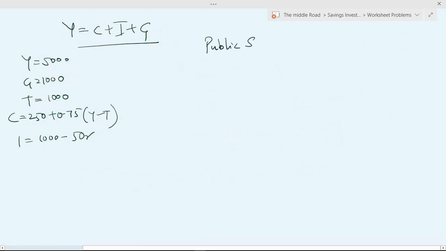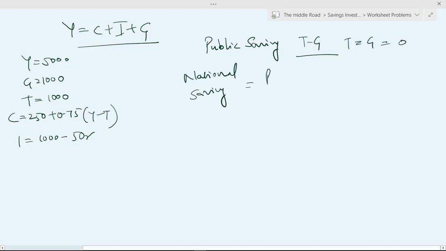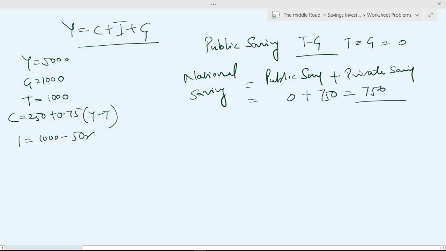Now let's look at public saving. We know public saving is nothing but T minus G. T and G are same, so public saving is 0. Now total national saving is equal to public saving plus private saving, which is nothing but, now we know what is public saving. Public saving we saw is 0. We saw private saving is 750. This is total 750. Now $750 billion is what we are looking at in national saving.